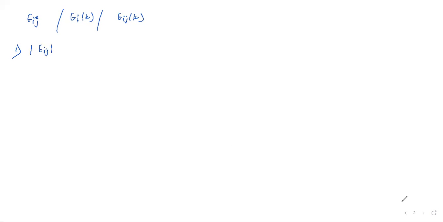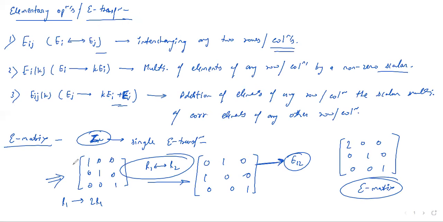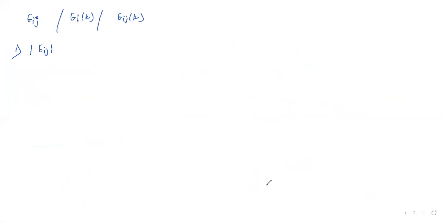As I have said, this Eij is obtained by interchanging any two rows. The determinant of the identity is 1. When we interchange the two rows, the determinant of this matrix, that is Eij, here it is E12, will be minus 1. You can check it by taking out the determinant. So the determinant of Eij is minus of the identity determinant, which is equal to minus 1, and this minus 1 is not equal to 0.